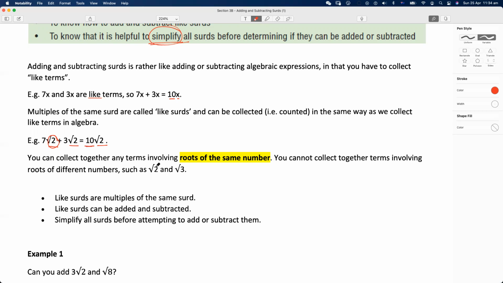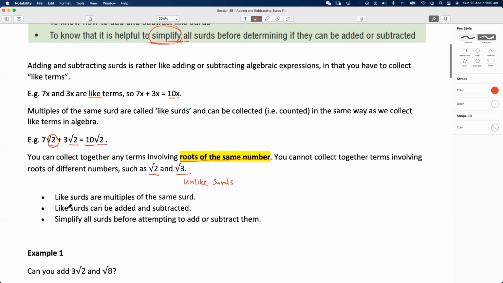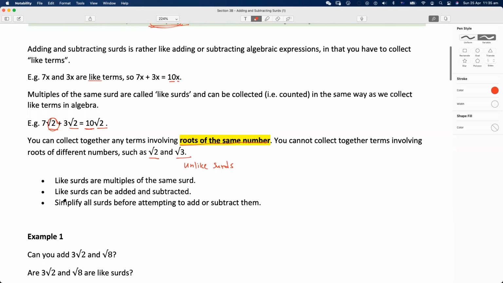You can collect together any terms involving roots of the same number, like here, the same root 2. You cannot collect together terms involving roots of different numbers, such as root 2 and root 3, okay? Because they're not like surds, okay? They are unlike surds. Like surds are multiples of the same surd. Like surds can be added and subtracted. Simplify all surds before attempting to add or subtract them, okay?